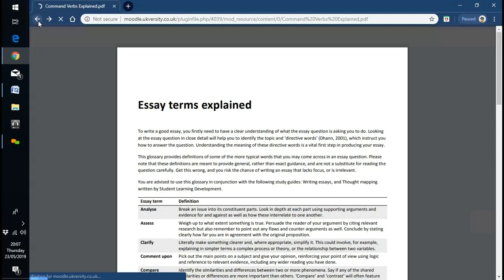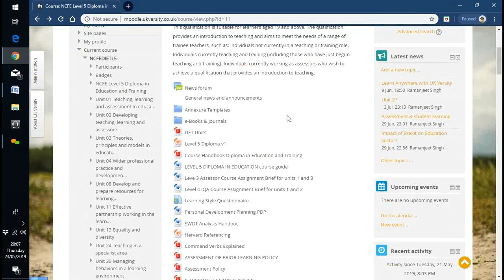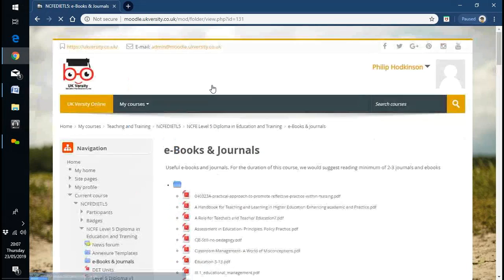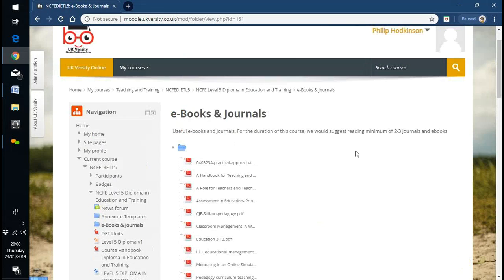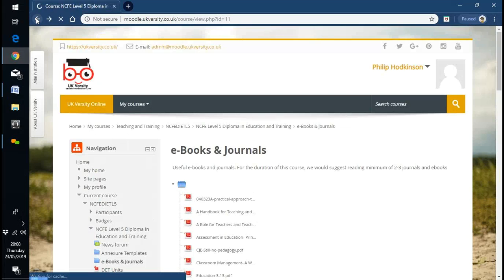Right, no, go back. Thank you. It's at the top of the course. A whole host of bits and pieces on here to have a look at. E-books and journals. If you go into there, where it says read and respond, open it up. There's a few on here: handbook for teaching, a role for teachers and teaching, assessment in education, pedagogy, classroom management, education management, mentoring, curriculum teaching, Susan Wallace again on teaching tutorials, teaching and learning, and electronic portfolio building. There's a whole bunch of stuff on there. It's quite useful to just have a delve in and have a read if you're not sure.